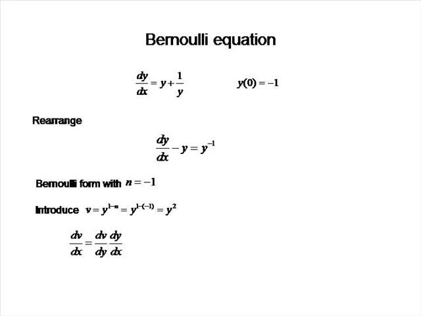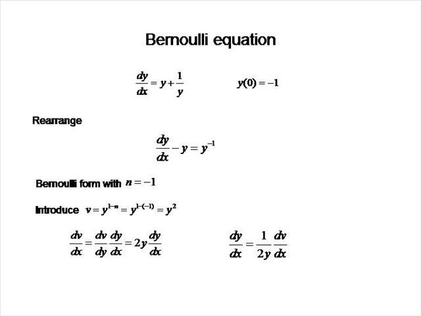Well, dv by dx is equal to dv by dy times dy by dx. The dy's cancel. And of course dv by dy is nothing more than 2 times y. So this means that dv by dx must be equal to 2y times dy by dx, which rearranges to give dy by dx is 1 over 2y times dv by dx.